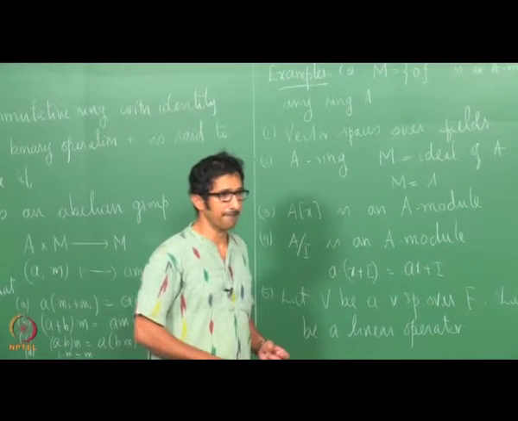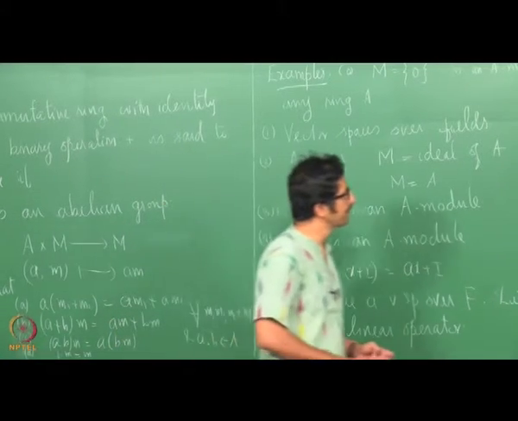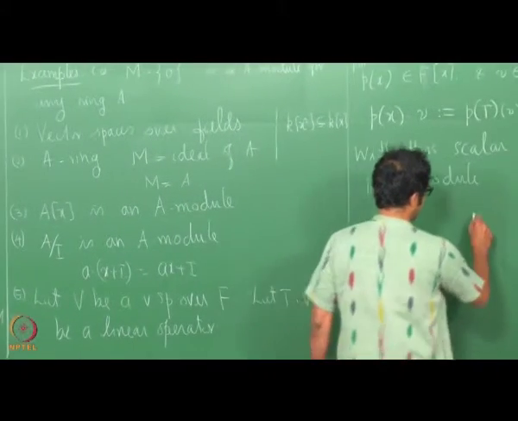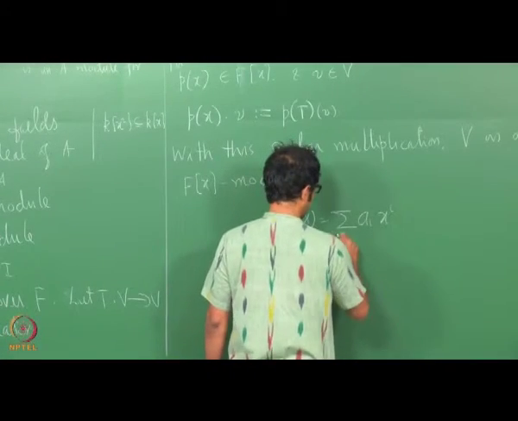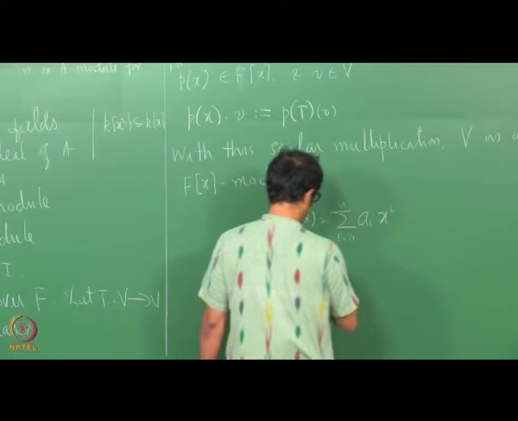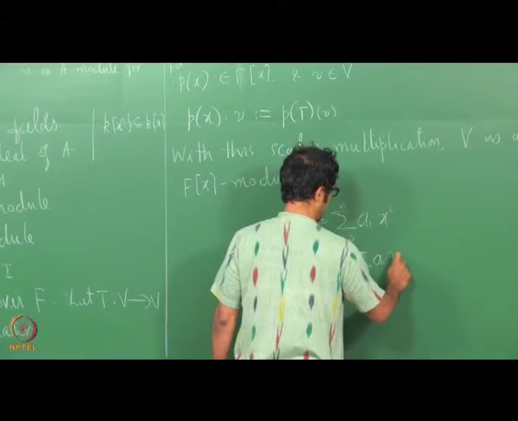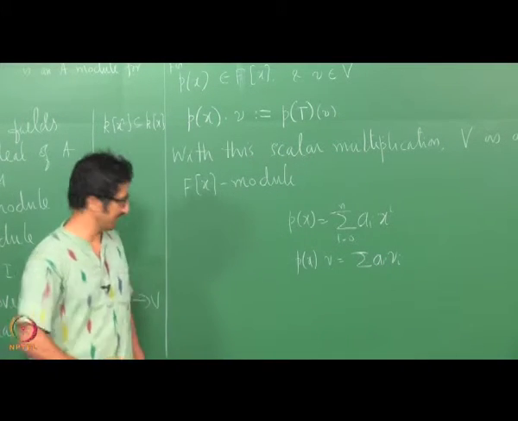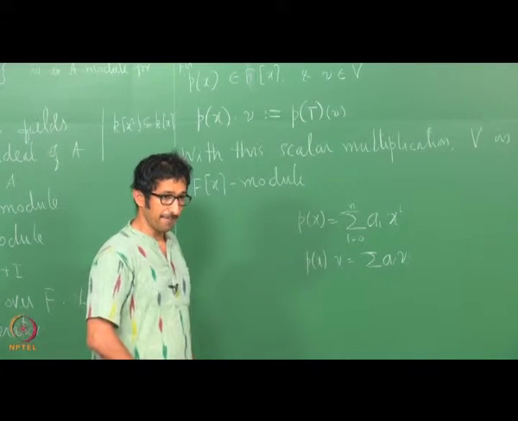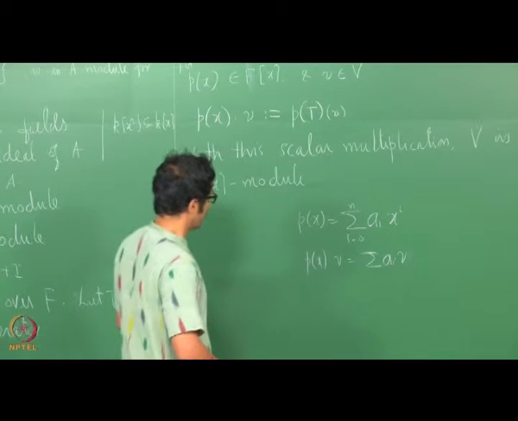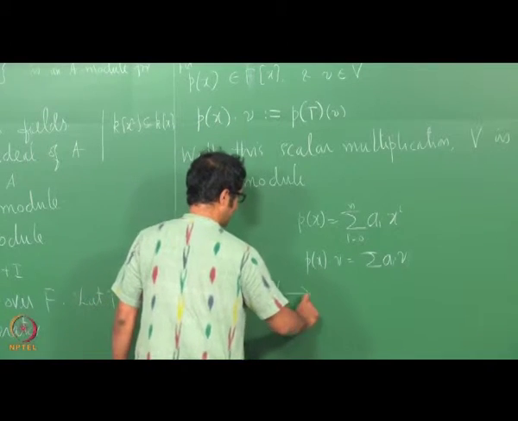Sir, what is the problem if we multiply V with every coefficient of that? So you are saying if p(x) is equal to the summation a_i x^i from 0 to n, then p(x)v is equal to the summation a_i v_i? Is that what you have? No, you have to define a map from F[x] cross V to V.